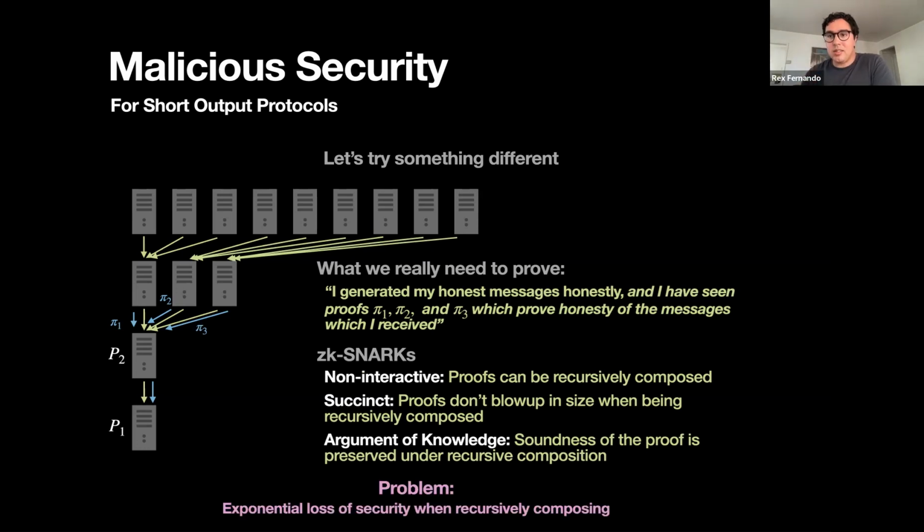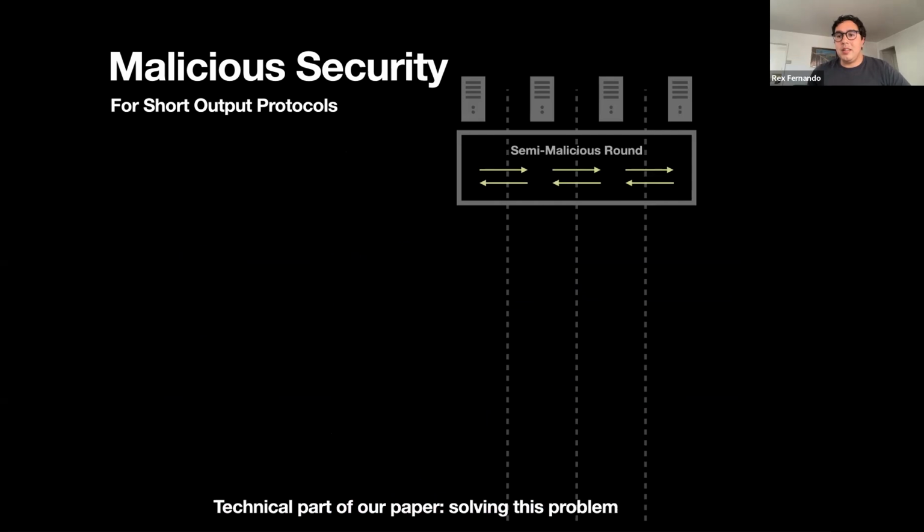But it turns out that there's still a problem with this approach, and that is that every time you recursively compose a SNARK, you end up with an exponential loss of security for each layer of recursive composition. So in general, it's fine to recursively compose a constant number of times, but anything much more than that, and you risk losing security of your argument system. So one of the main technical parts of our paper is devoted to solving this problem. And so I'm going to sketch our solution here.